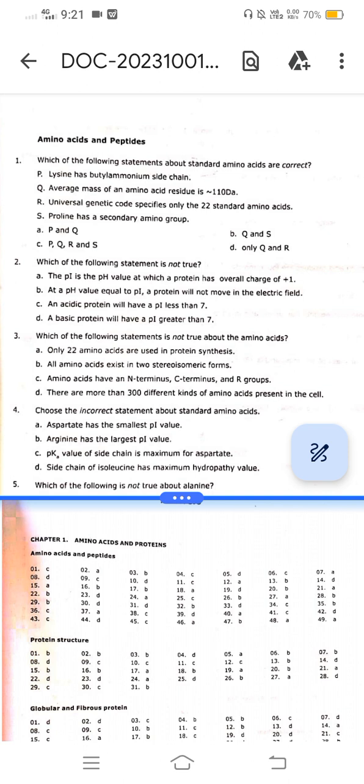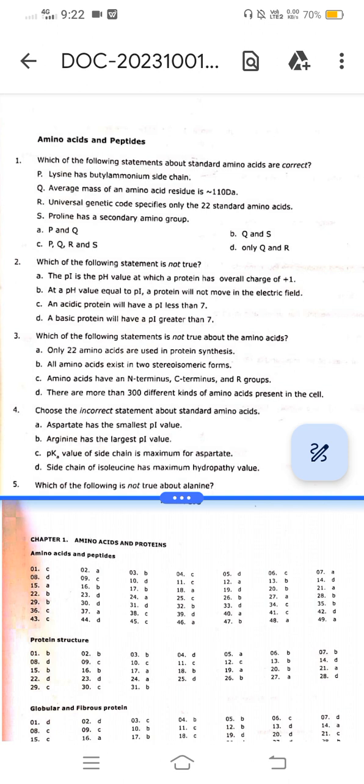Then next question, which of the following statements is not true? The pI is the pH value at which the protein has overall charge of +1. At a pH value equal to pI, a protein will not move in the electric field. An acidic protein will have a pI less than 7. A basic protein will have a pI greater than 7. The correct answer is A. That means all other options are correct.